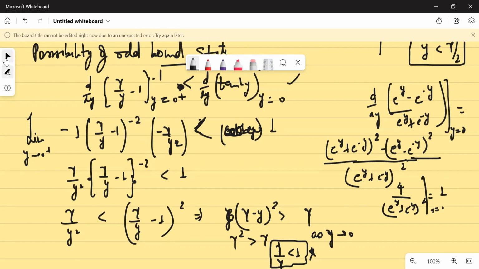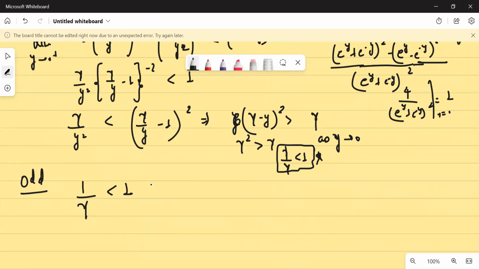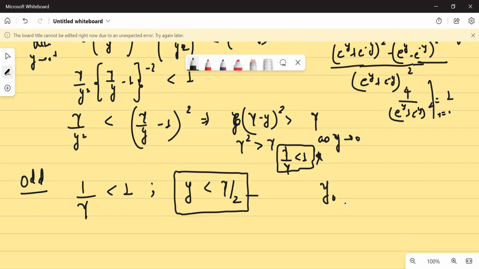So there are two conditions that your odd bound state would occur. The first condition says that 1 by gamma should be less than 1. And another condition says that y should be less than gamma by 2. Is that clear? Only then your odd bound state would occur. Is that clear to you? And let's say the odd bound state occurs at point y naught. So y naught will be less than gamma by 2.